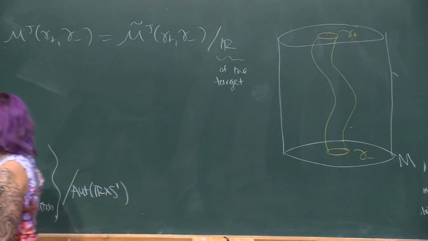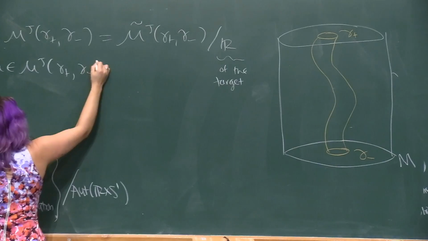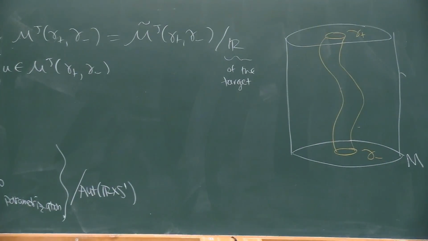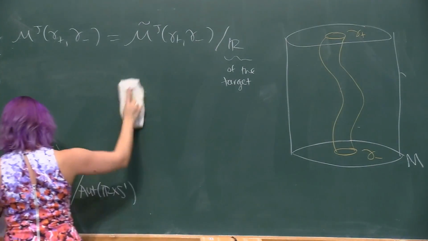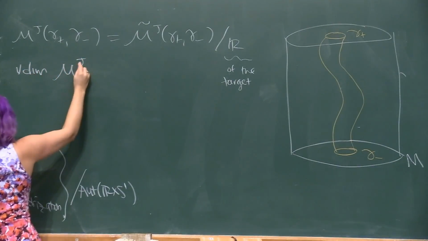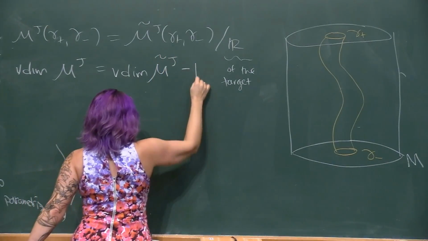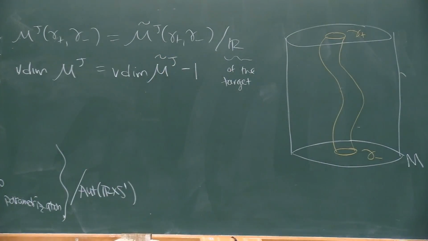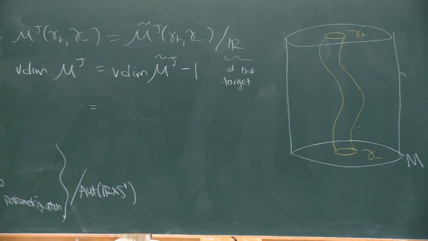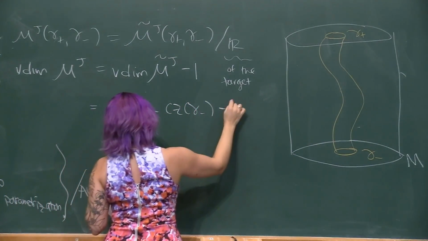And then the way that the index changes, well, maybe I don't want to write it quite like this. Usually the Fredholm index is supposed to not care what automorphism group you've modded out by, but the virtual dimension of M_J is going to be the virtual dimension of M tilde J minus the dimension of the space of automorphisms of R, which is 1. And this virtual dimension of M_J is given by the index of u, so it's just going to be the Conley-Zander index of gamma plus minus the Conley-Zander index of gamma minus, minus 1.